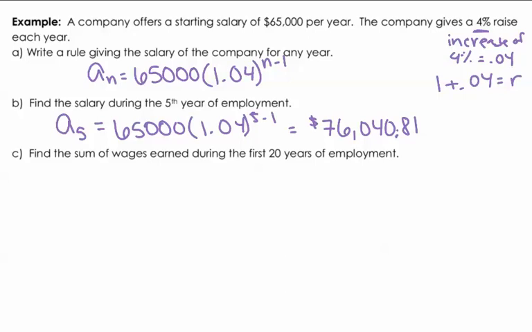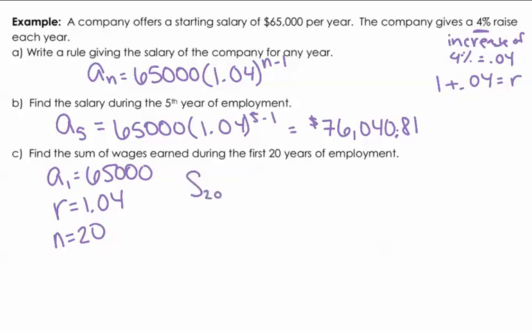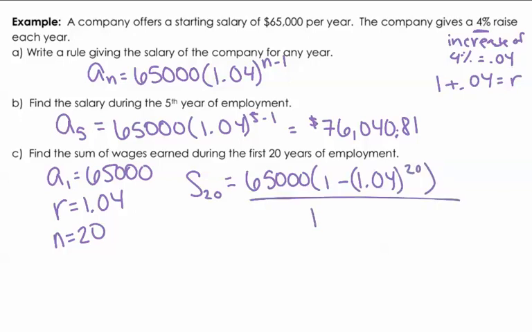All right, so now this last part is saying find the sum of the wages earned during the first 20 years of employment. So we got to think 20 years of employment making $65,000 plus is going to be a lot of money. So this is a sum. This means that we're going to need our first term, which is the 65,000. We're going to need our ratio, which we have as 1.04, and we're going to need our n, which is 20. We're also going to need our sum, our series formula. So S sub 20, because we want the sum of 20 years, equals 65,000 times 1 minus r to the 20th power, all over 1 minus 1.04.